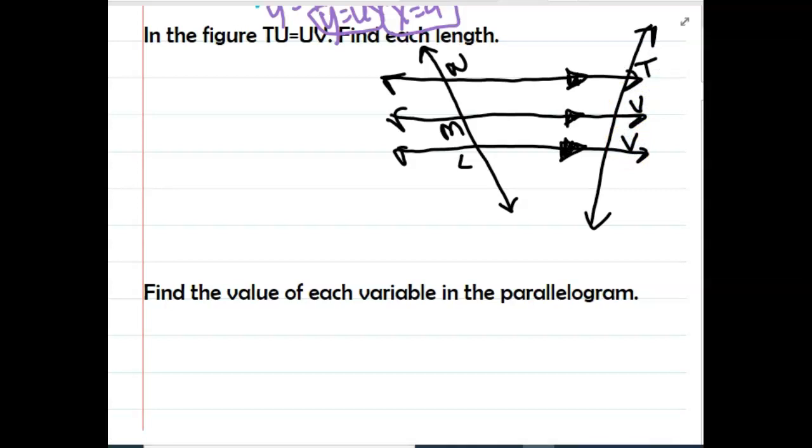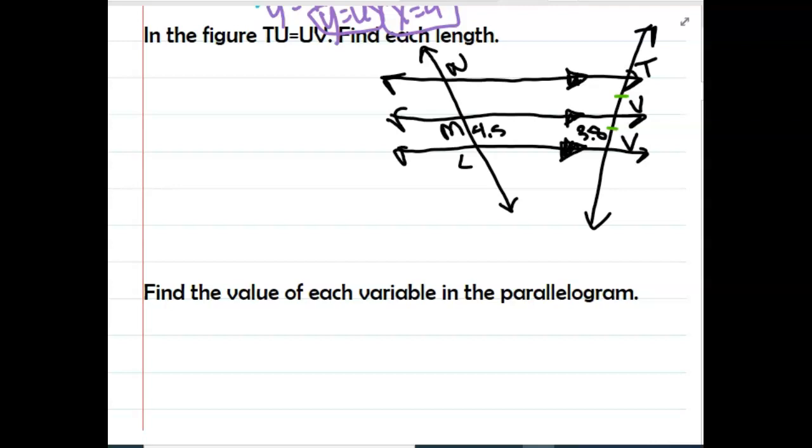And then let's say ML is 4.5. UV is 3.8. Now, if we take in all that information that they gave us, we know they're parallel because it's marked as parallel. I have these transversals here. They tell me that TU is congruent, or I guess equal, which means they're congruent to UV. So I have these parallel lines cut by a transversal, and on this transversal, it creates congruent segments. What does that tell me?